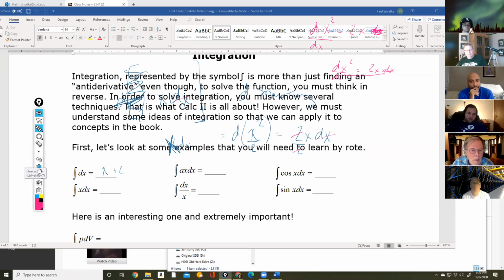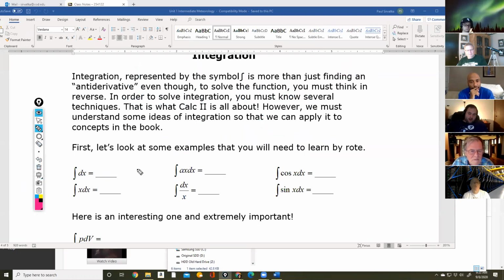So the answer for this one is x squared over 2, plus a constant.